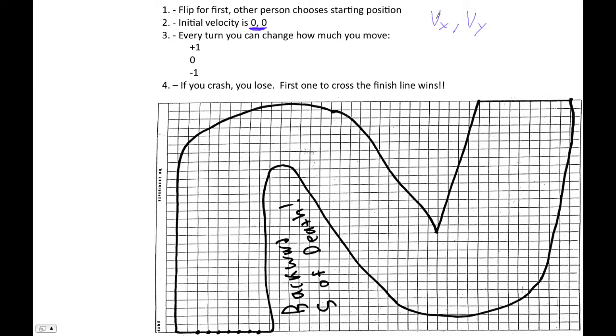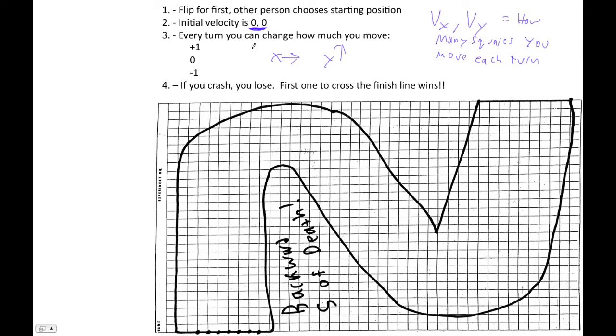Okay. Now understand that your velocity is how many squares you move each turn. And then understand that the x direction is, of course, to the right, and the y direction is up. So if you're moving to the left, make your x negative, and if you're moving down, make your y negative. Okay? So this velocity is how many squares you change each turn.